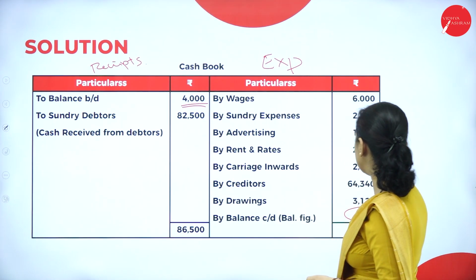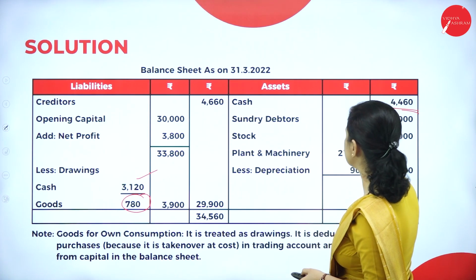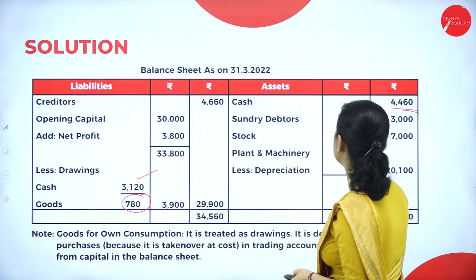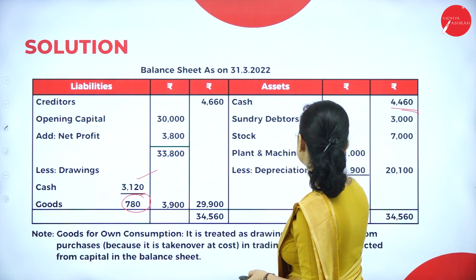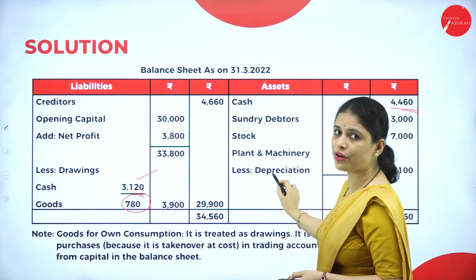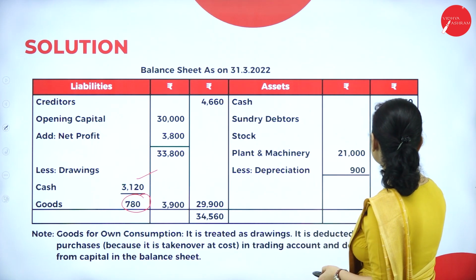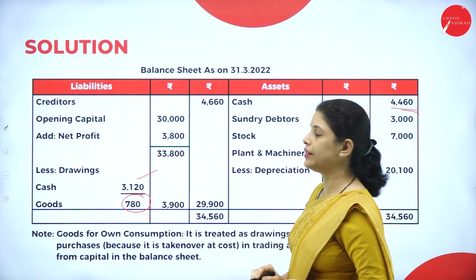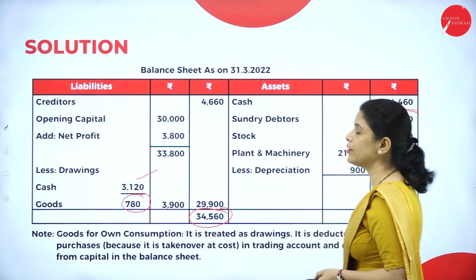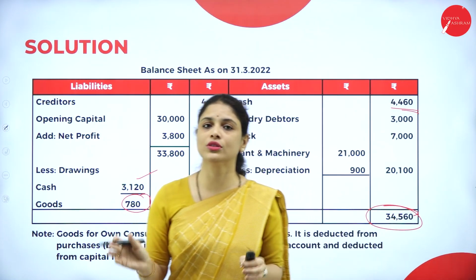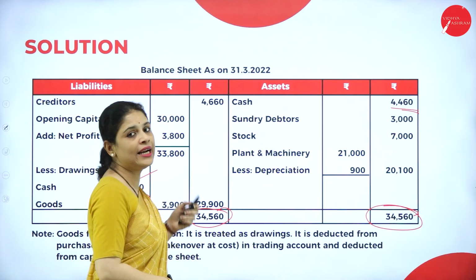Here cash, where did we get this? This balance, 4,460. Sundry debtors is given in the problem. Stock, 7,000 closing stock. Plant and machinery is 21,000. From that we have to deduct the depreciation of 900, so it will be 20,100. So the total will be 34,560. We got 34,560 on both sides. That means this balance sheet is tallied.